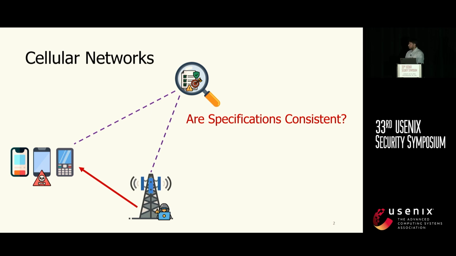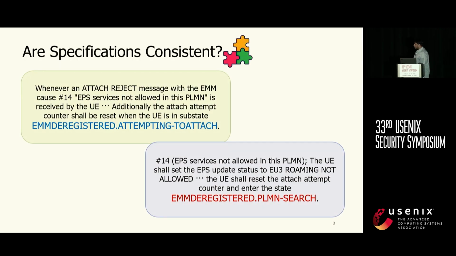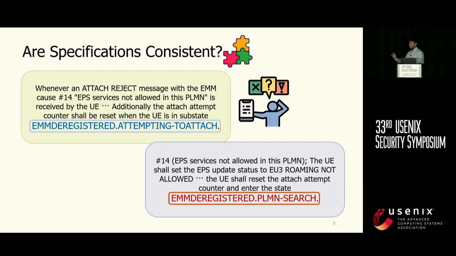So let's look at an example. These are two text sequences taken from the 4G NAS specification, where we can see that for the attach reject messages for the same cause 14, it is suggested to move to two different substates. Now if a developer is supposed to design a 4G implementation based on this, he or she might be very confused. Finding such inconsistencies manually could be very laborious, because there are lots of specifications with thousands of pages of documents.